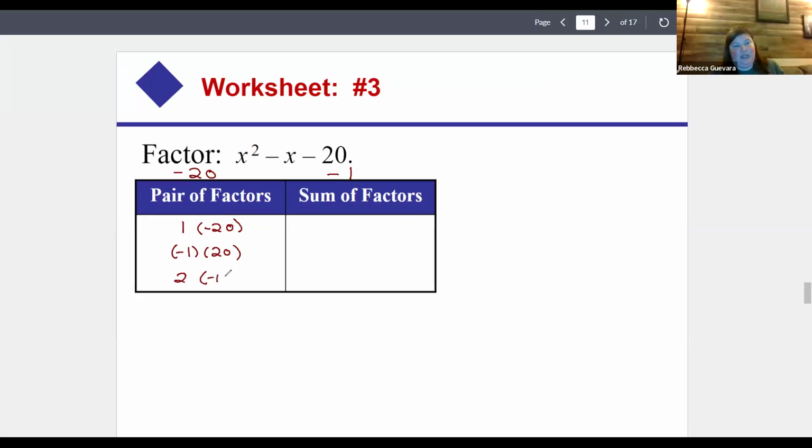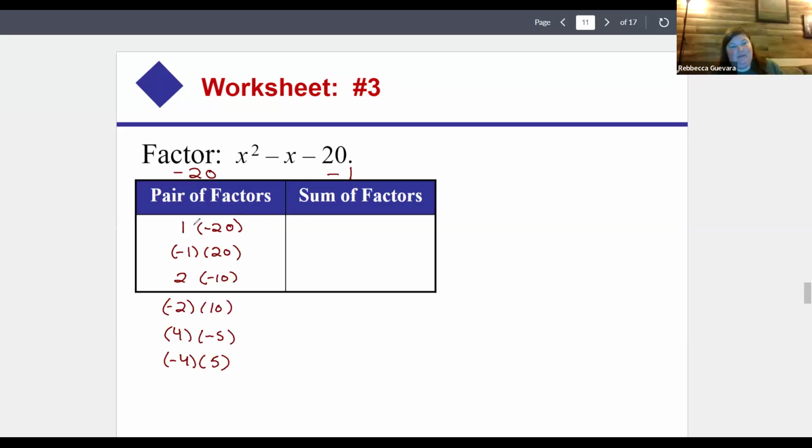We'd have to look at 2 and negative 10. We would have to look at negative 2 and positive 10. We would also have to look at 4 and negative 5, and negative 4 and 5.